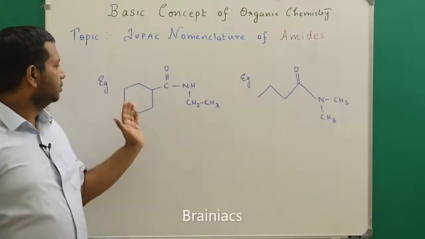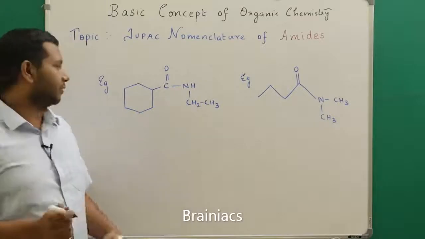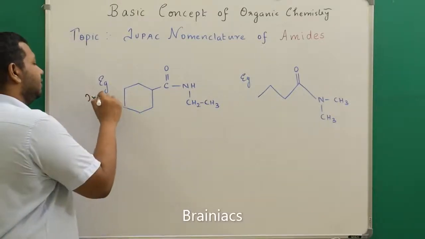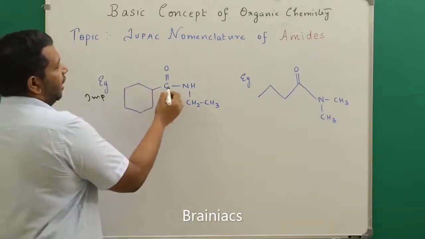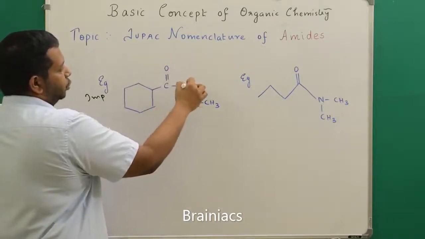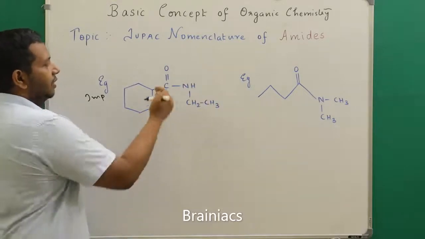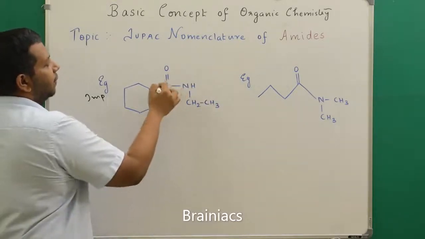So next we will do this question. Now listen to the first question. This is a very good question and I will say this is an important question. Why? Because you have a cyclohexane ring, and a CO amide group CONH2, where one H is replaced by an ethyl group that is present outside. So here we cannot form a parent carbon chain.